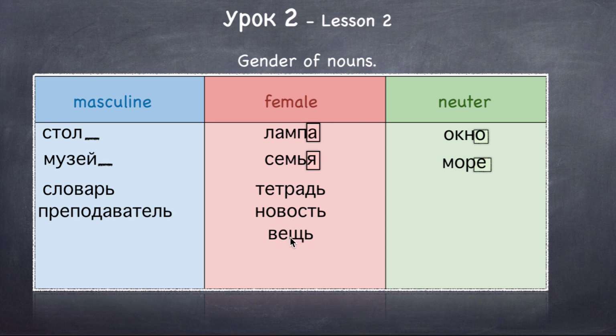Nouns ending with hushers and a soft sign also belong to the female gender. These nouns, they have zero ending, all of these.